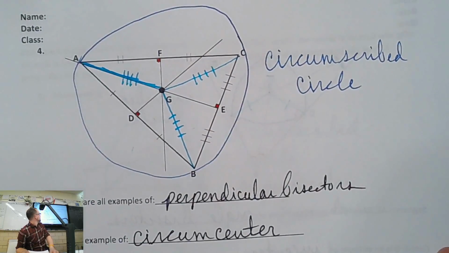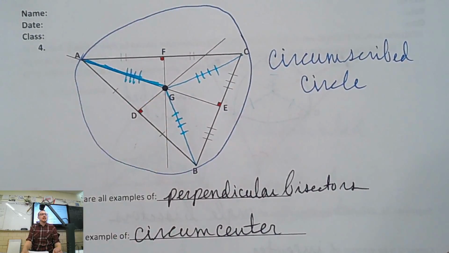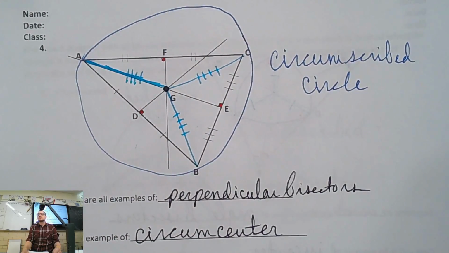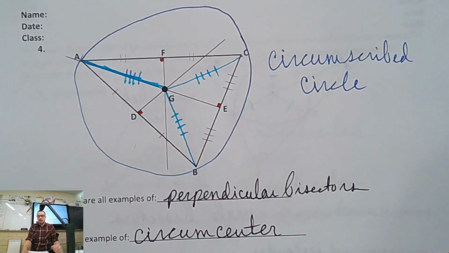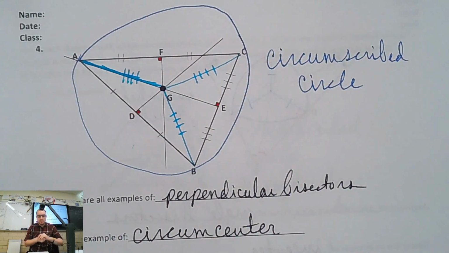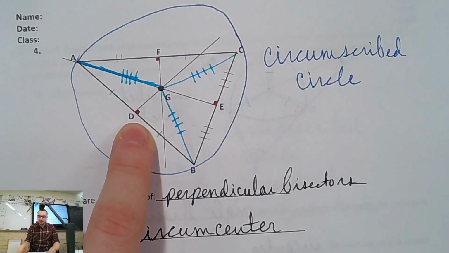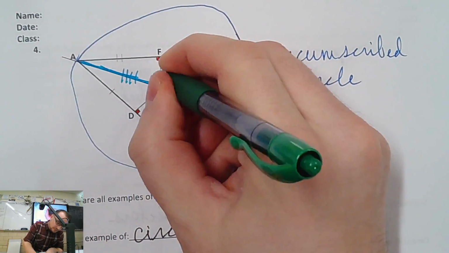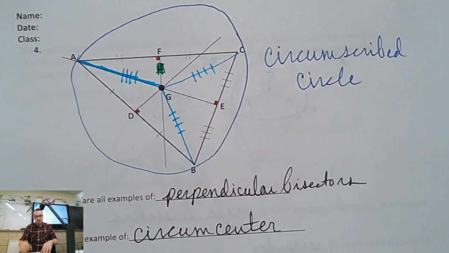Circumscribed circle, circumcenter. Circumcenter is the same distance from the vertices, right? Because the vertices are around the circle. Those are the radii, right? We measure the distance from G to the outside of the triangle at a 90-degree angle. Whoops, sorry. What am I talking about? That's incenter. We're good, we're good.